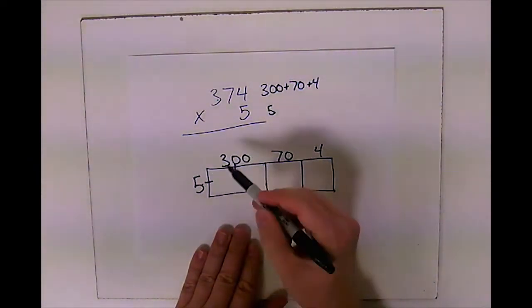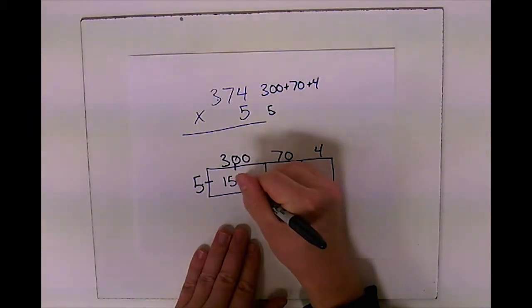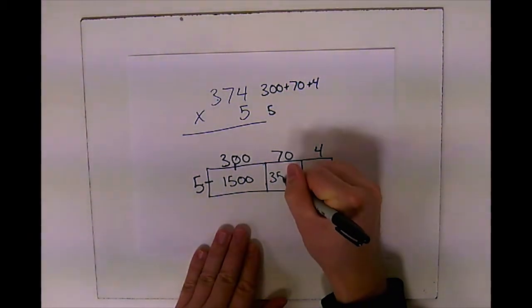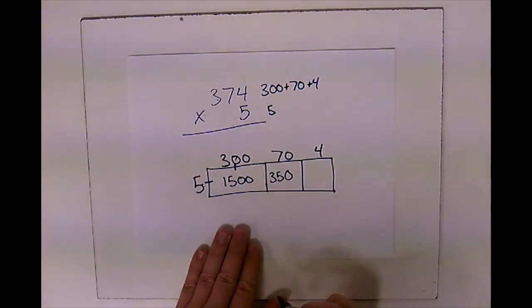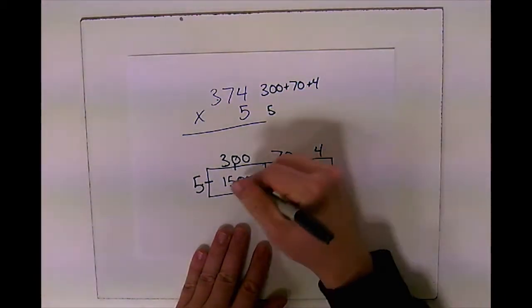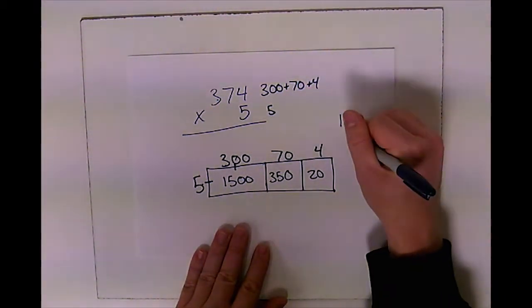So 5 times 3 is 15. But remember, it's 300, so we got to put those zeros there as well. 5 times 7 is 35. Add my 0, 350. 5 times 4 is 20. Now all I'm going to do is I'm going to add those up. Make sure you line them up according to their place values.